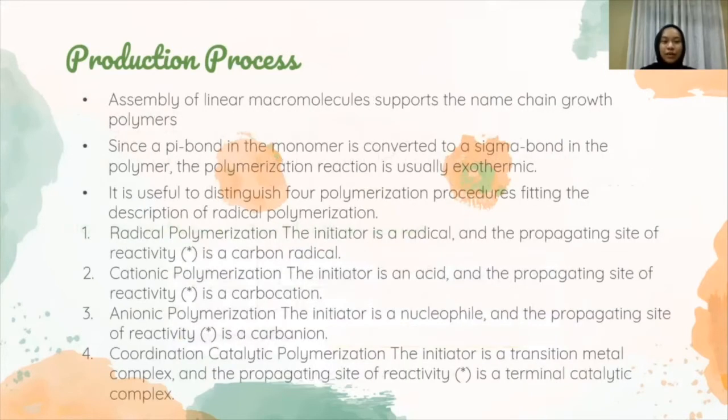The assembly of linear macromolecules supports the name chain growth polymers. Since a pi bond in the monomer is converted to a sigma bond in the polymer, polymerization reaction is usually exothermic. It is useful to distinguish four polymerization procedures fitting the description of chain growth polymerization. The first one is radical polymerization, then cationic polymerization, anionic polymerization, and coordination catalytic polymerization.